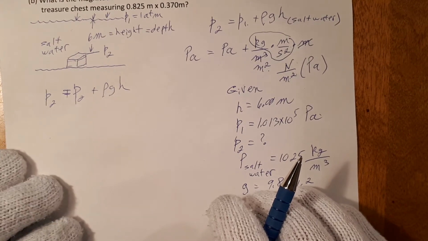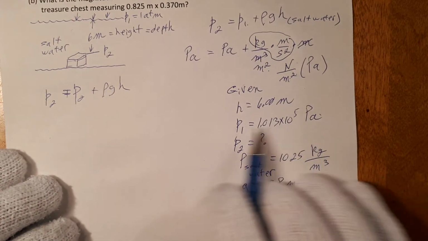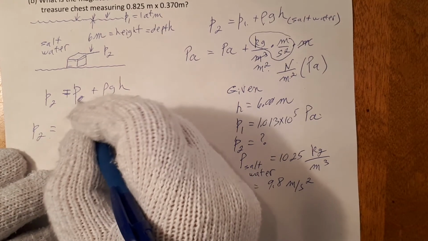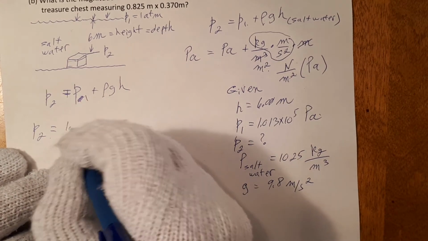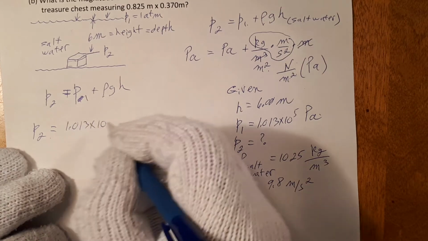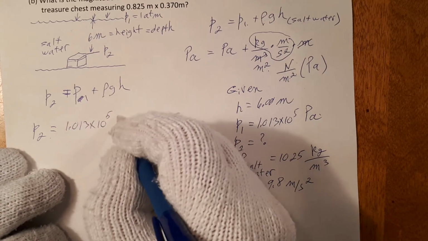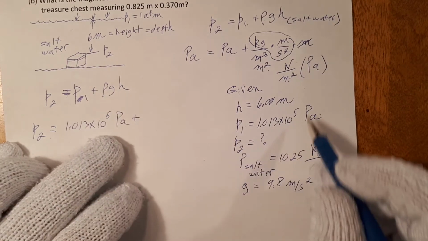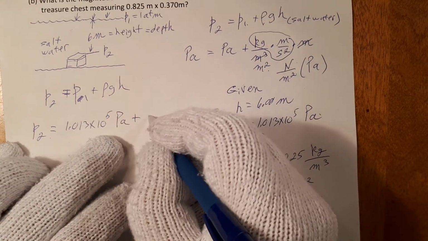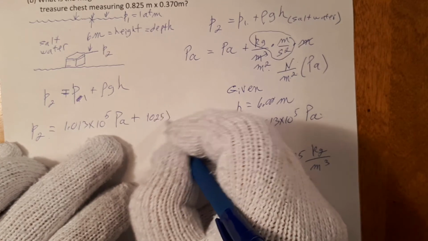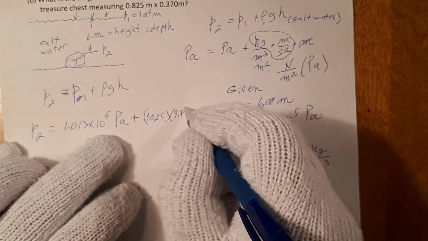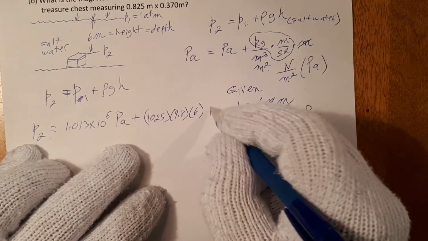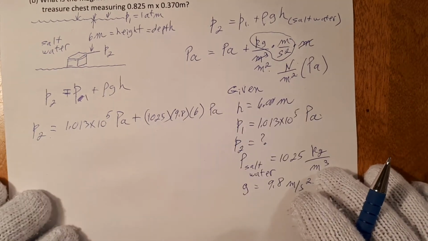Putting in the numbers now, which is the units of a Pascal. Pressure at 2 is what we want to find. Pressure at 1 is 1.013 times 10 to the power of 5 pascals plus the density of the salt water, 1025, times 9.8 times the depth, and that has the units of Pascal as well.